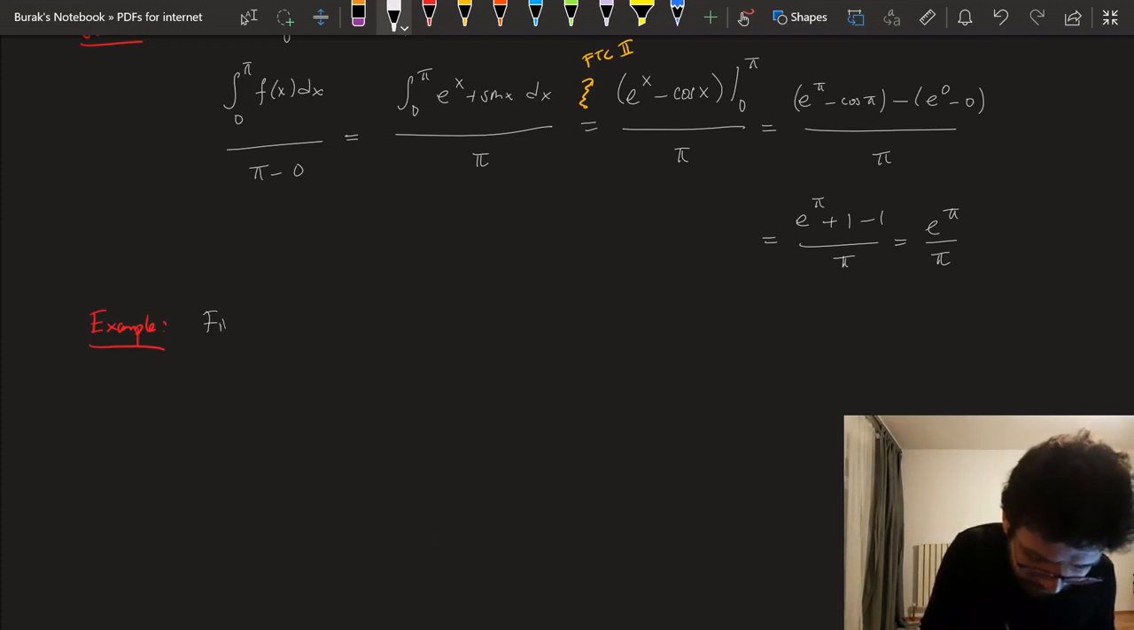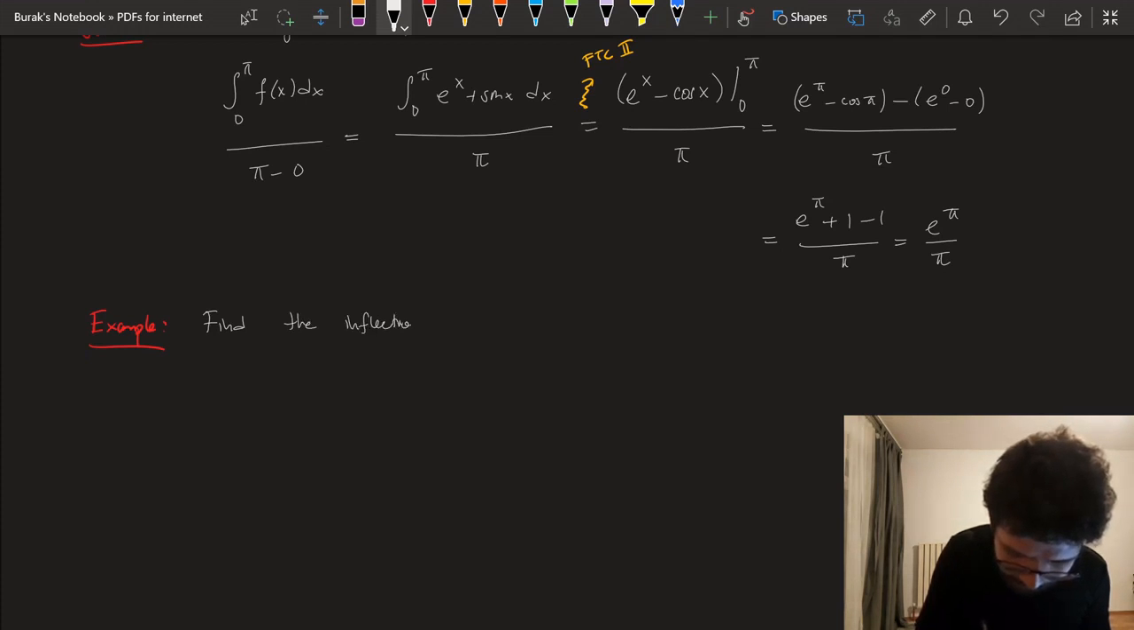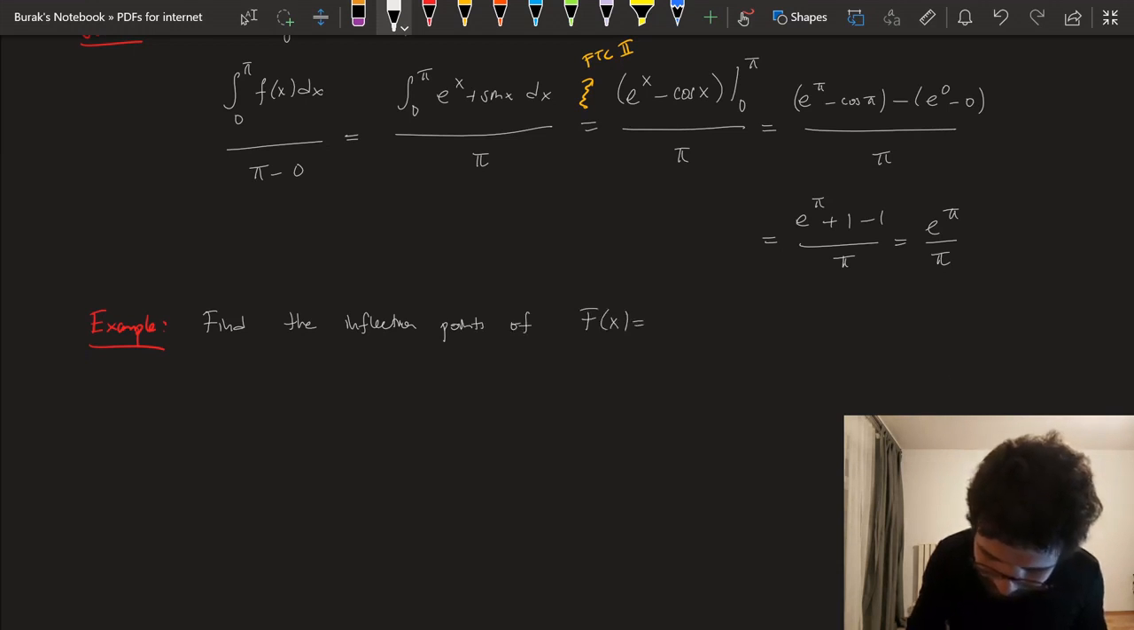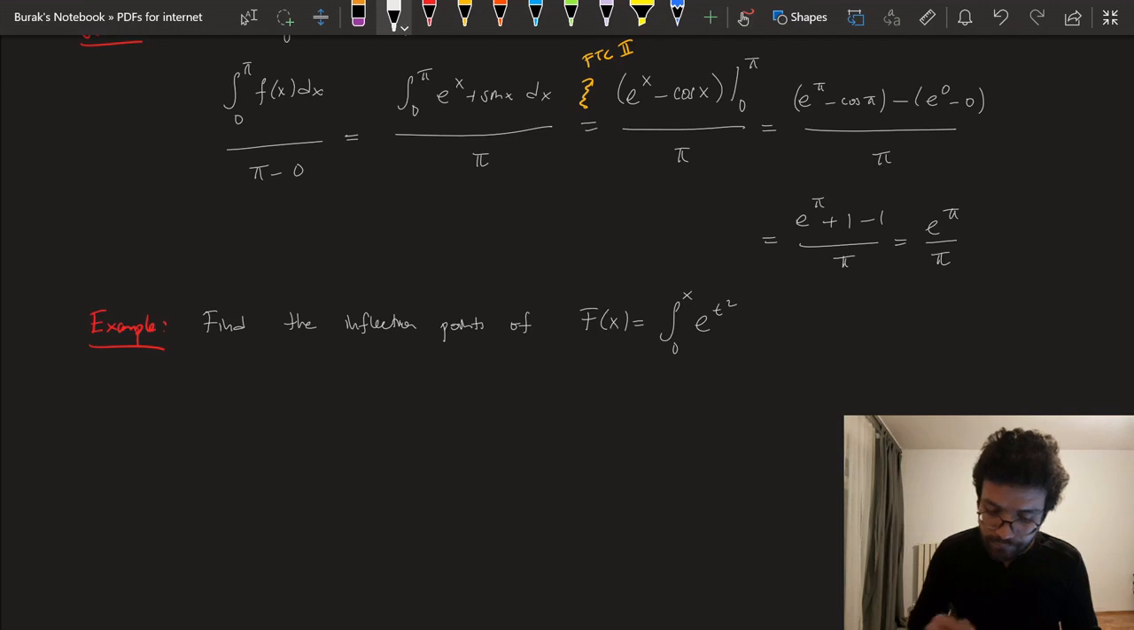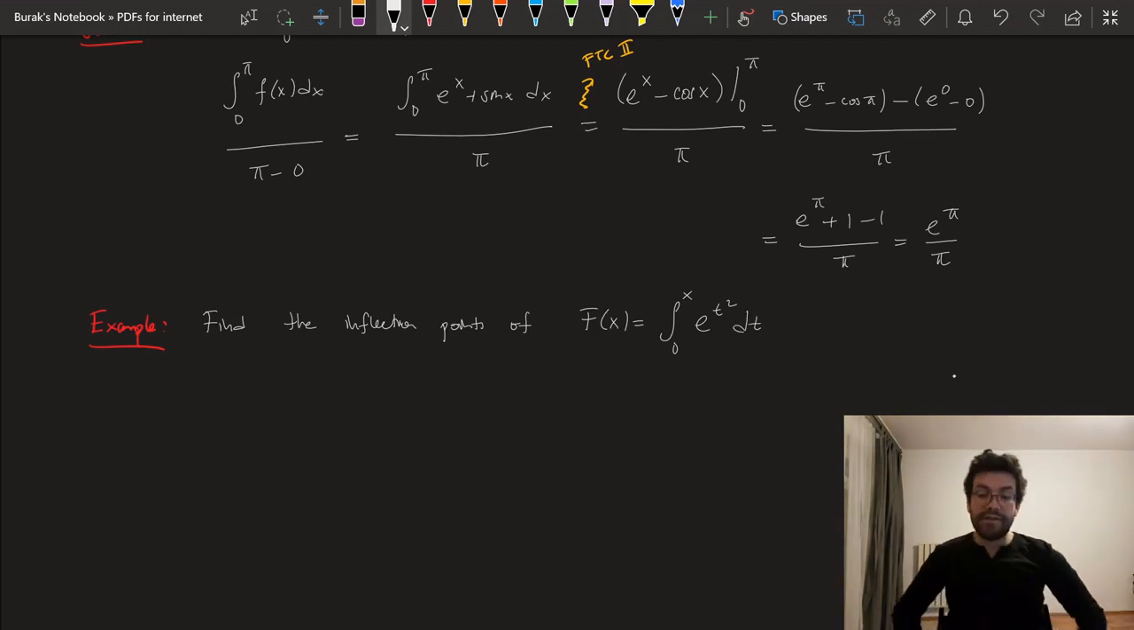Find the inflection points of the function big F of x equals the integral of e to the t squared dt from 0 to x. Okay.